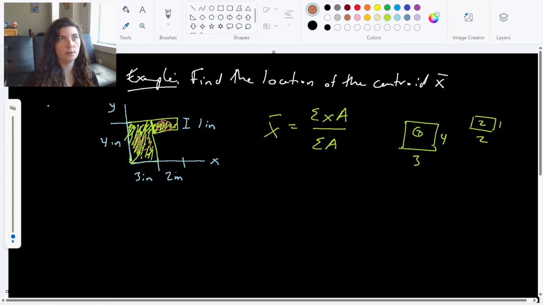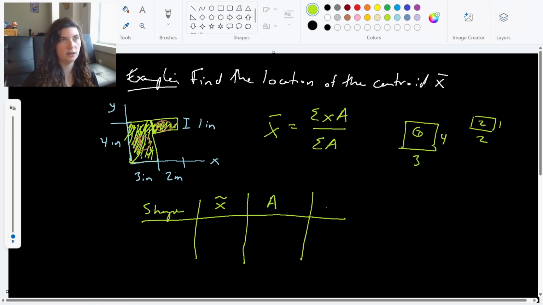So now that I have those, I'm going to make myself this little chart where I put the shape. I'm going to find the x centroid of each area, which you'll sometimes see labeled as x or x tilde, the area of each of my shapes, and then I'm going to multiply those together.